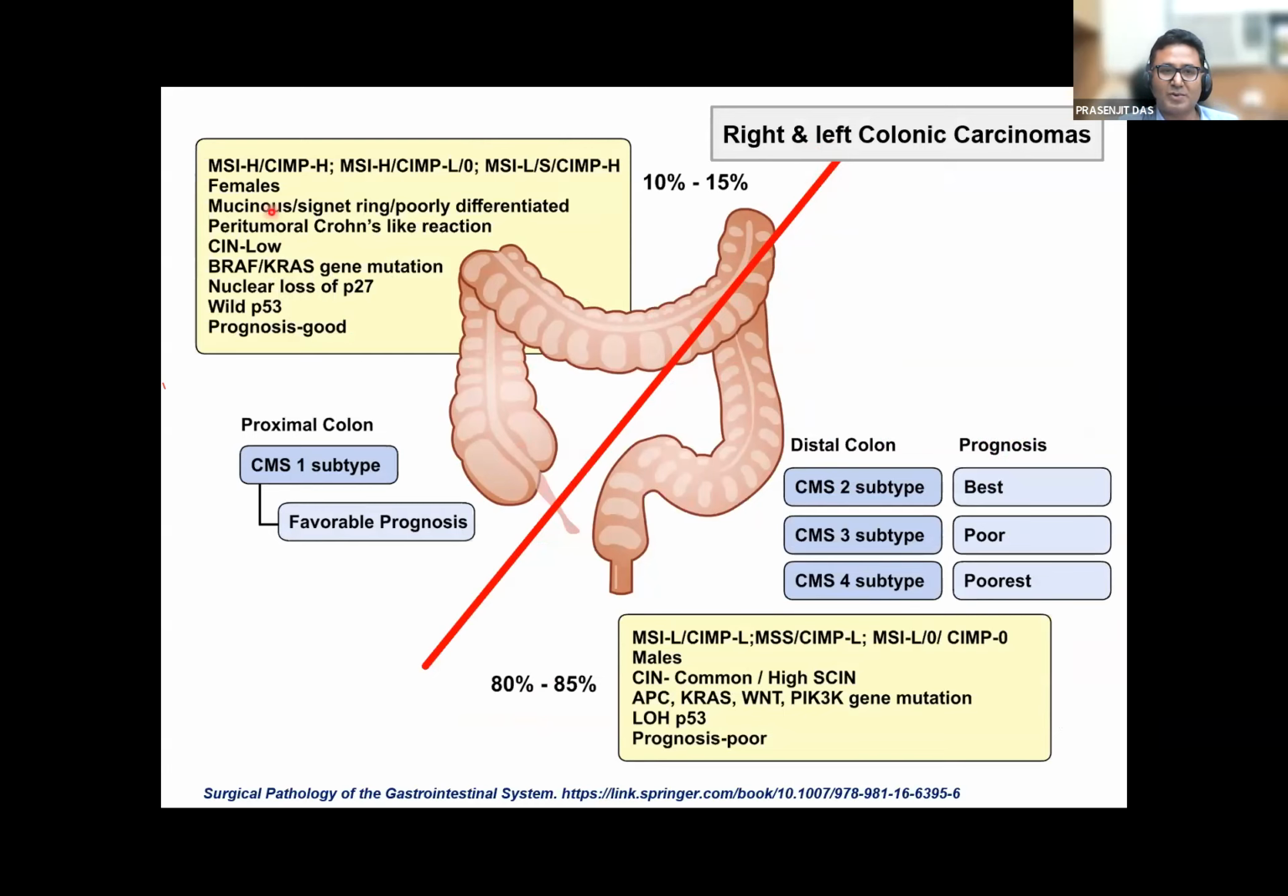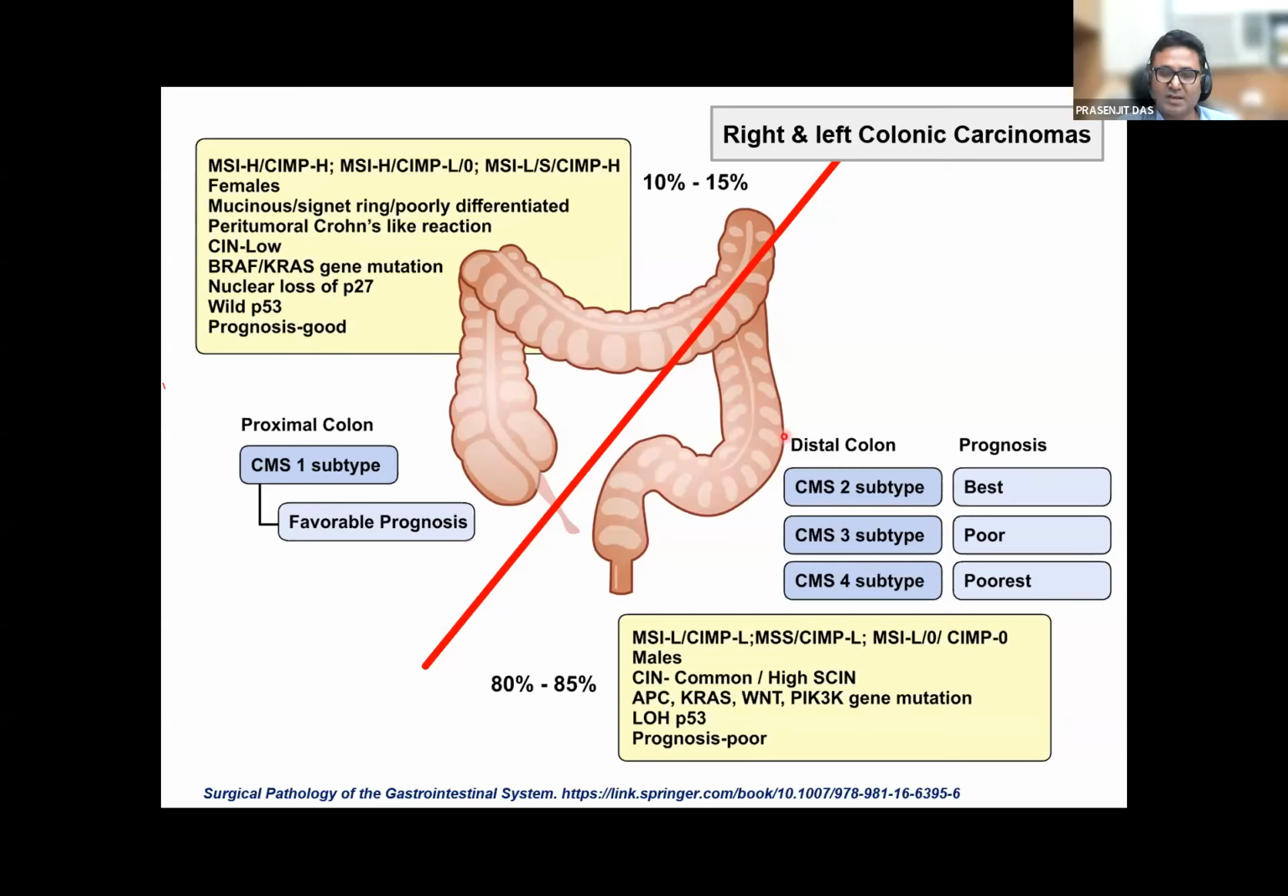the right-sided colonic carcinomas will have MSI-H phenotype, and they can have high methylation phenotype, but they can also have KRAS and BRAF gene mutation. This group of tumors generally has good prognosis, and chromosomal instability or chromosomal alterations are usually low. We have already discussed that we commonly see mucin secreting, signet ring or undifferentiated carcinomas in this zone, and this is more common in females.